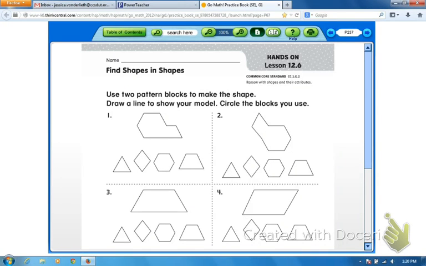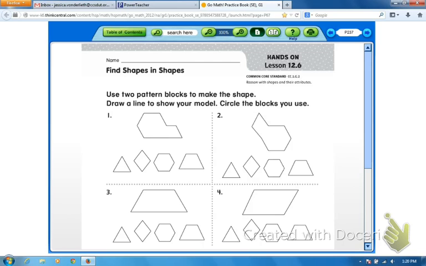For lesson 12.6, we are talking about finding shapes within shapes, and our question that we are trying to answer is how can you find shapes in other shapes? So using our pattern blocks, we are able to put two shapes together to compose a new shape, or we're able to take a new shape, break it apart, and decompose it to find which shapes it's made of.